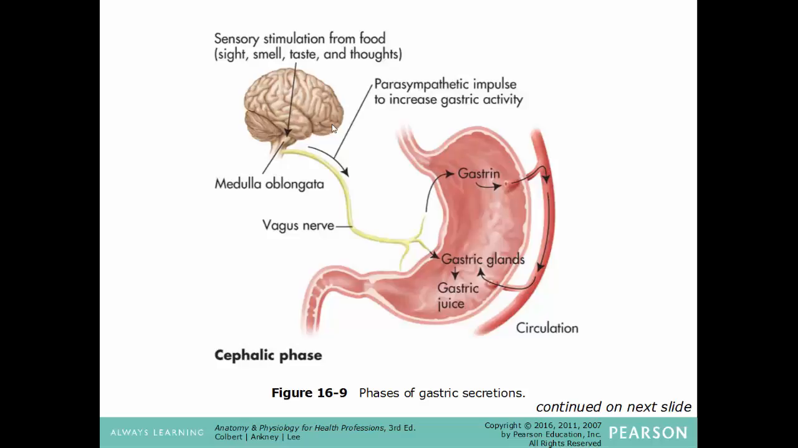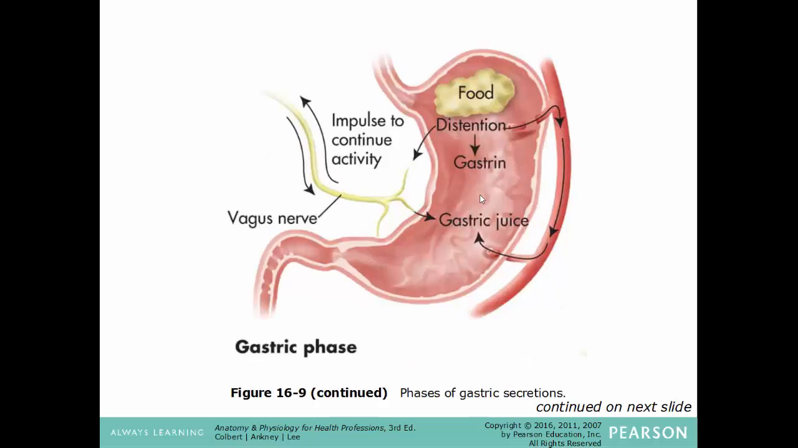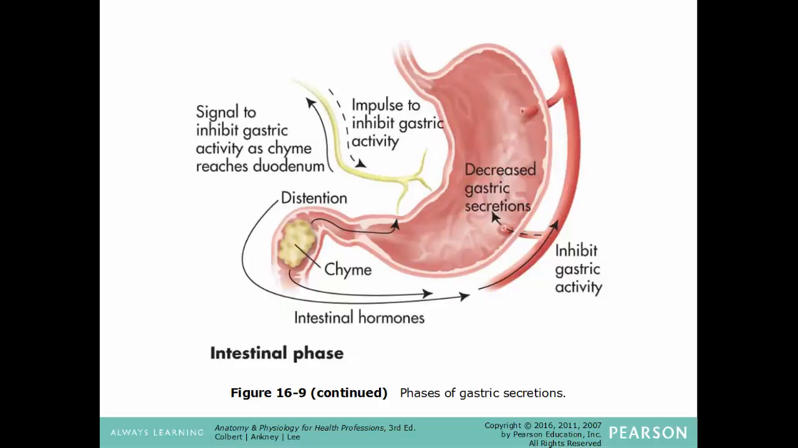Sensory stimulation, seeing food, smelling food, tasting food, or even thinking about food. That's the cephalic phase, which will cause the medulla to stimulate the vagus nerve, which will cause gastrin and the gastric glands to increase. That will lead to the gastric phase, where food is actually in the stomach, which will distend the walls of the stomach, which will cause gastric juice to increase even more, which will lead to the intestinal phase. As the bolus leaves the stomach, that will decrease the distension of the walls of the stomach, which will lower gastric secretions. Because there's no need to make gastric secretions if there's nothing to digest there.